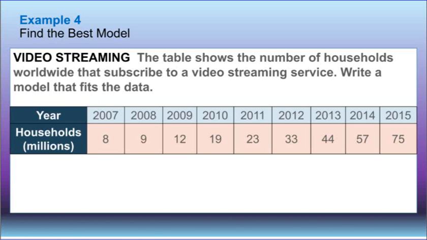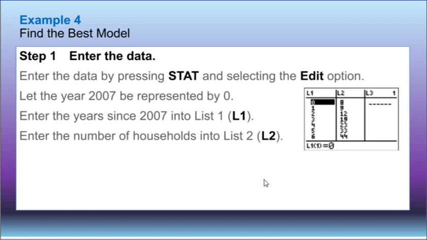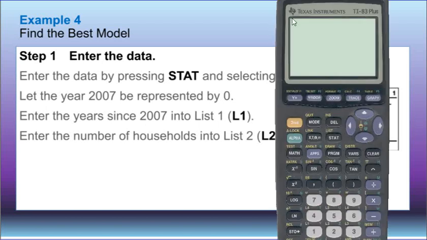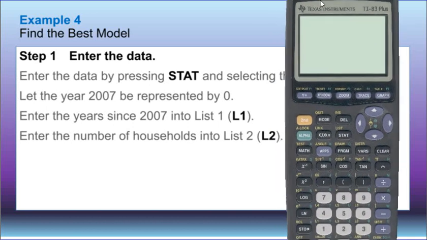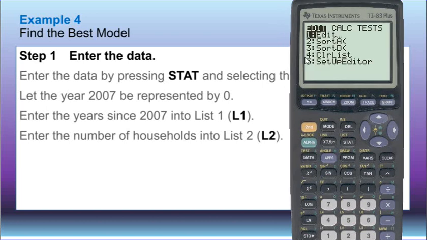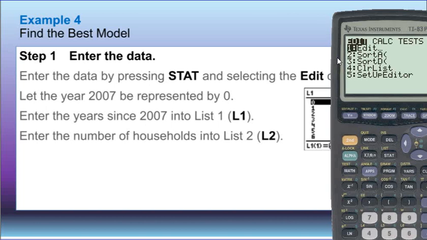Here it says the table shows the number of households worldwide that subscribe to a video streaming service. Write a model that fits the data. So the first thing we need to do is enter the data into our calculators. So to do that, if I grab my calculator here, you're going to hit the stat button. Then we're going to go over to edit.